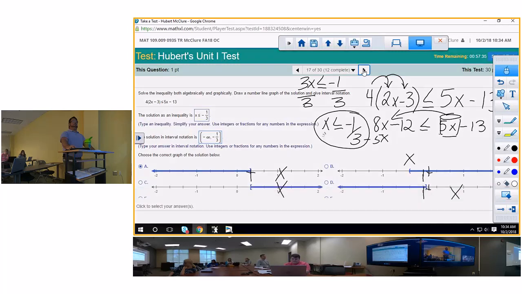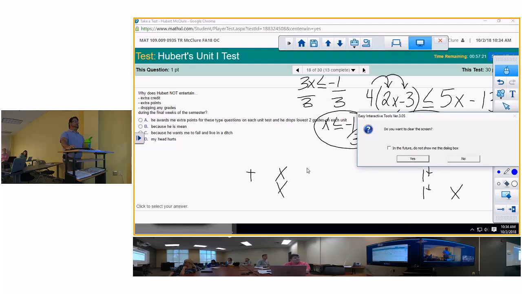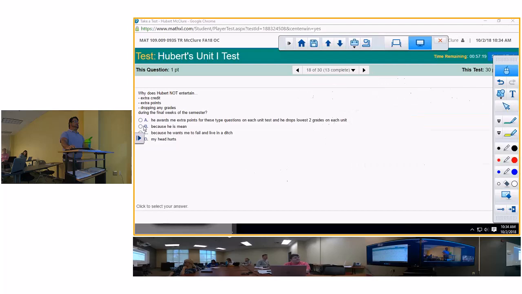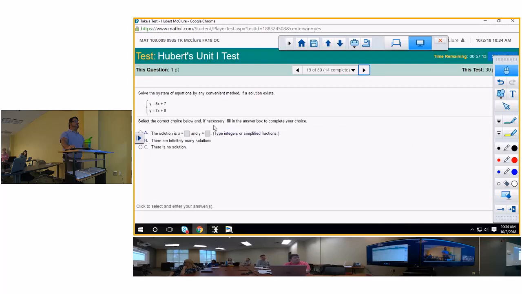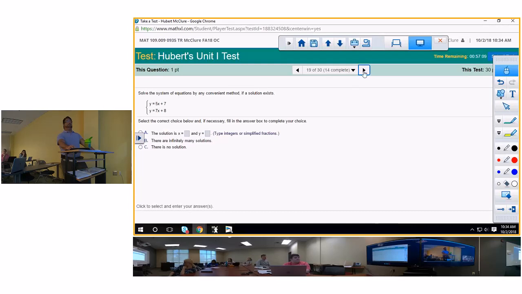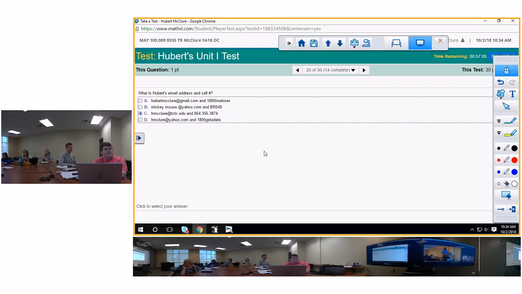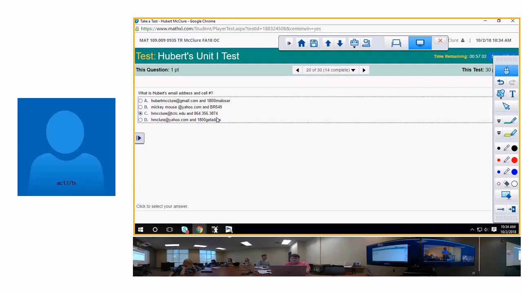Next one. Why does Hubert not entertain extra points, extra credit, dropping any grades at the end of the semester? I personally like C, but we'll take A. Okay. Okay, that's solve system. Which method? Graphing. Yep. C is the only one that has my name and a real phone number.